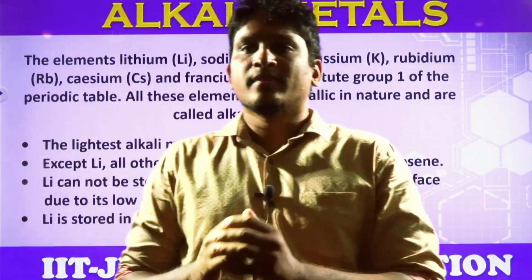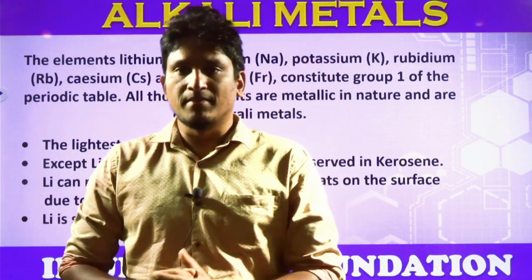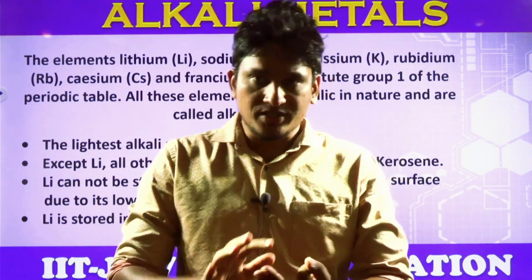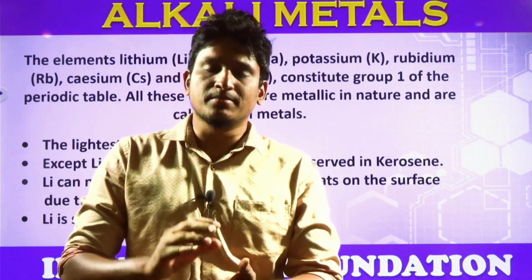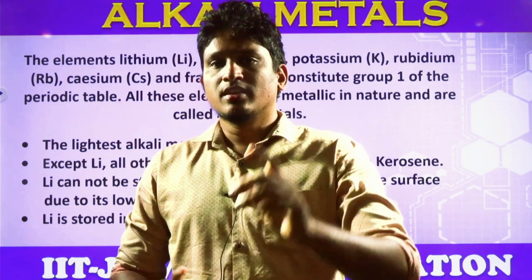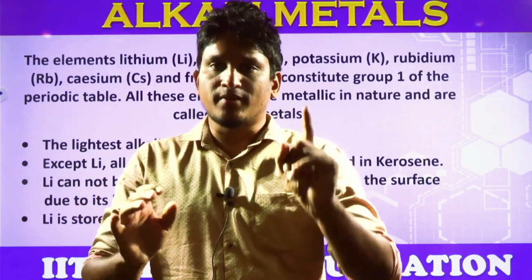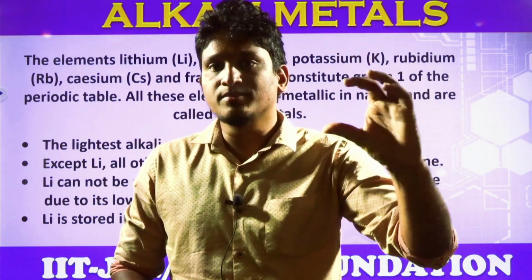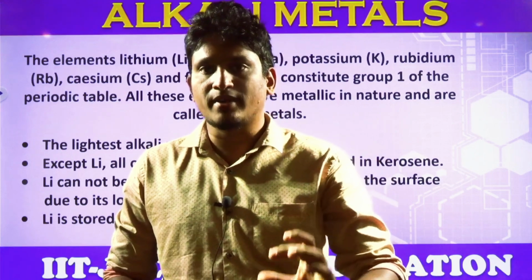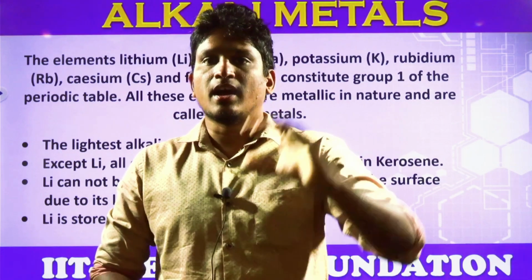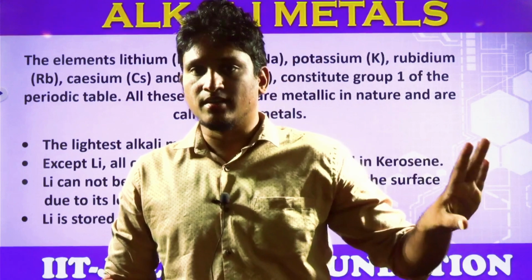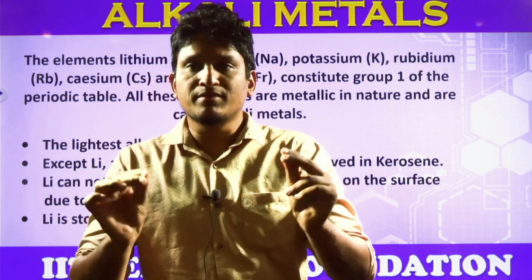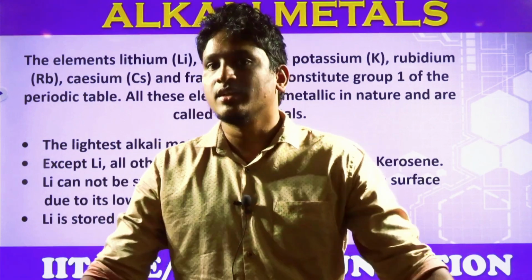So students, the elements which come under alkali metals are lithium, sodium, potassium, rubidium, cesium, francium. Alkali metals belong to the first group. The first group elements are hydrogen, lithium, sodium, potassium, rubidium, cesium and francium. But listen carefully, hydrogen is not an alkali metal. It's a non-metal, but it is placed in the first group. So we don't discuss hydrogen in this chapter.